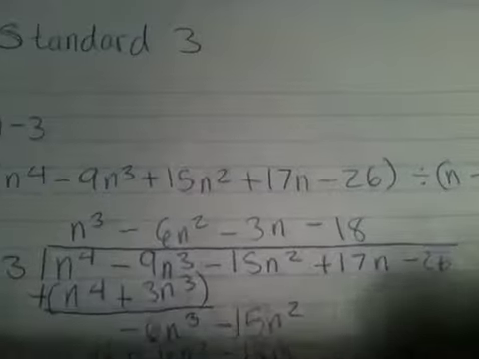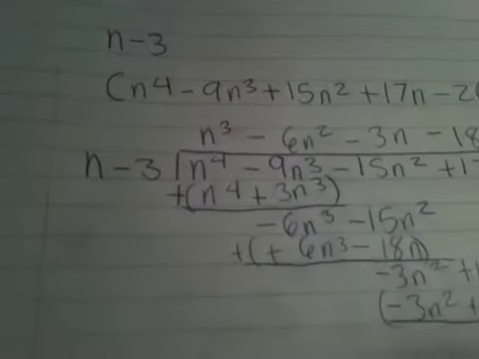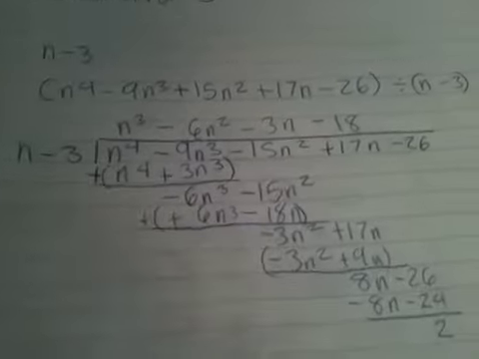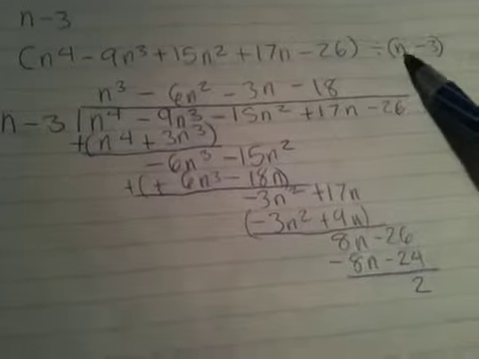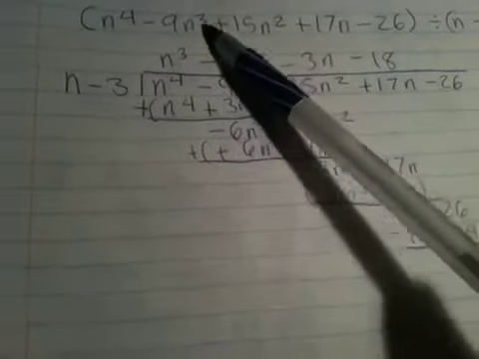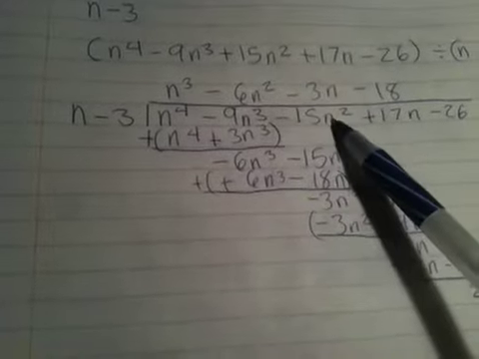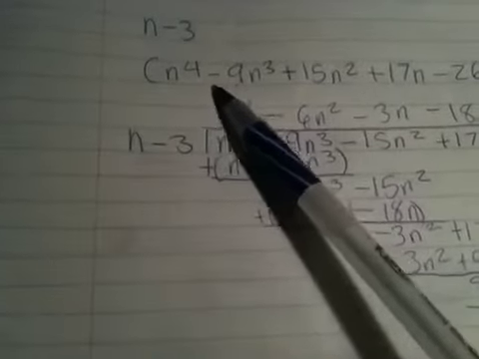Okay, the problem that I got was (n to the fourth power minus 9n cubed plus 15n squared plus 17n minus 26) divided by n minus 3. Now, how you do this is the same as what you do in regular number math. Take this number right here, n minus 3, and you put it over here. You put this big old thing into the little box right here. Now I have everything worked out, and I will explain it soon.